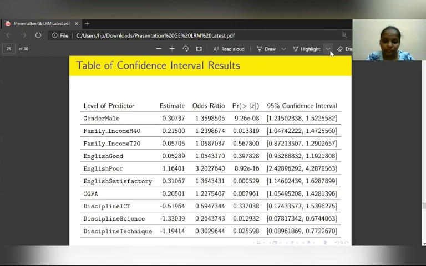Next, the 95% confidence interval for family income M40 spans approximately from 1.047 to 1.47. The confidence interval contains the odds ratio of 1.2398674, as shown in the table. It can be concluded that in 95% of the occasions, graduates in the M40 category are 4% to 47% more likely to be employed than those in the B40 category. This huge range shows that there are wider possibilities to find the true values of the odds ratios.